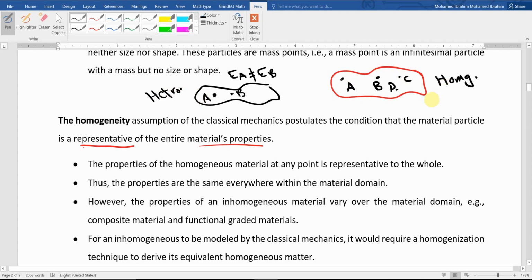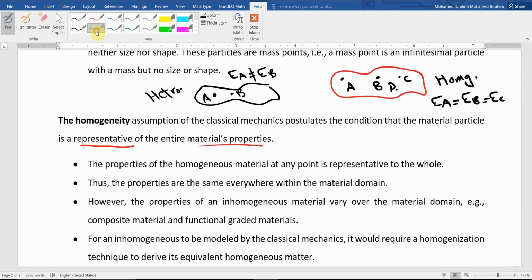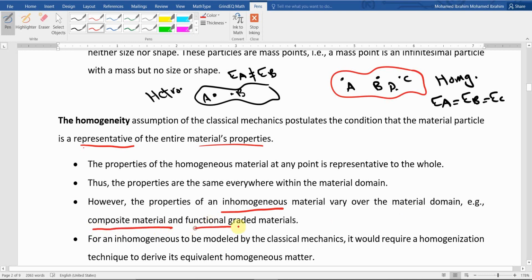But in case the Young's modulus at point A equals the Young's modulus at point B, equals the Young's modulus at point C, and so on, this indicates that we have a homogeneous material. Make sense? So this is the homogeneity assumption of classical mechanics. But how about if we have a heterogeneous material? A very typical example of a heterogeneous material is the composite material, or a functionally graded material.